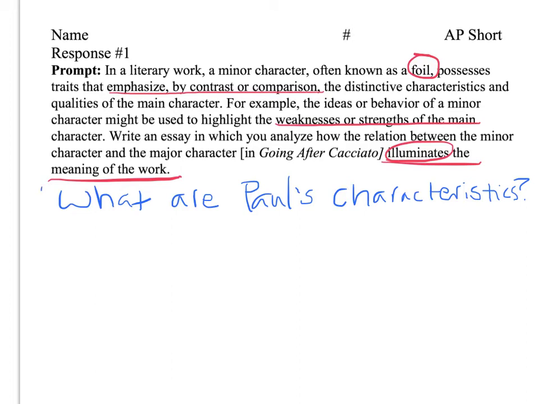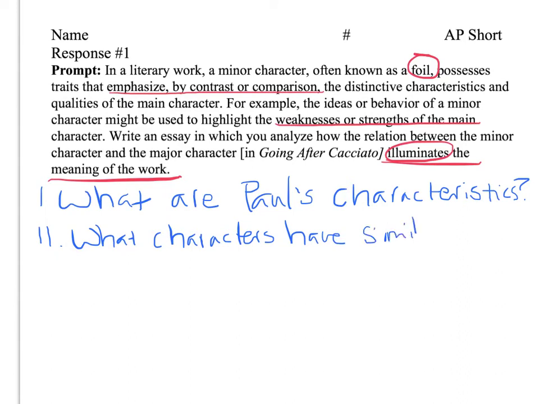Once you do that, the next thing I would think about is what characters have either similar or opposite traits. And the reason we want to look for similar or opposite is because up here it says contrast or comparison. So it could be one or the other. It could be a character similar to Paul or a character opposite from Paul.